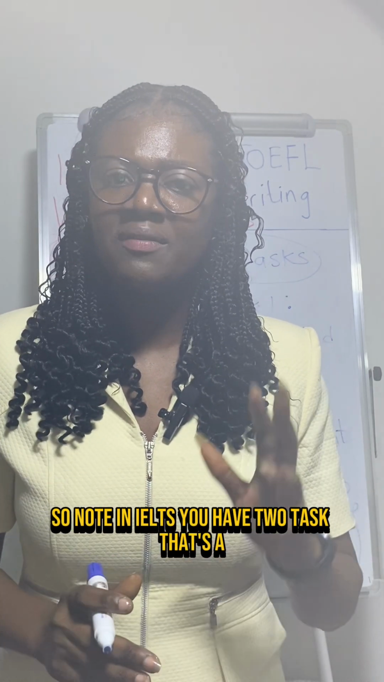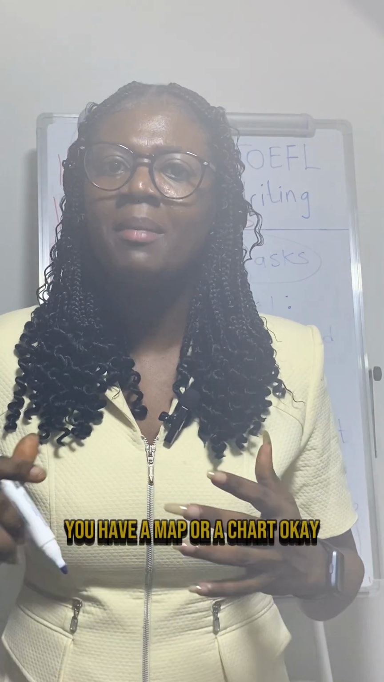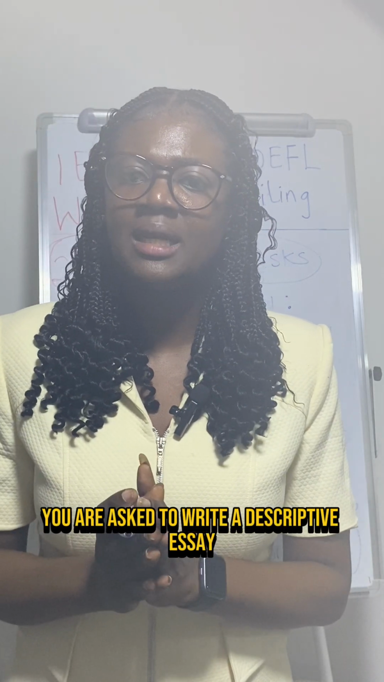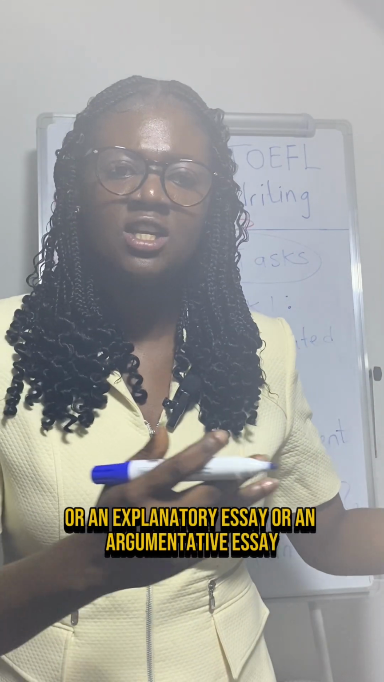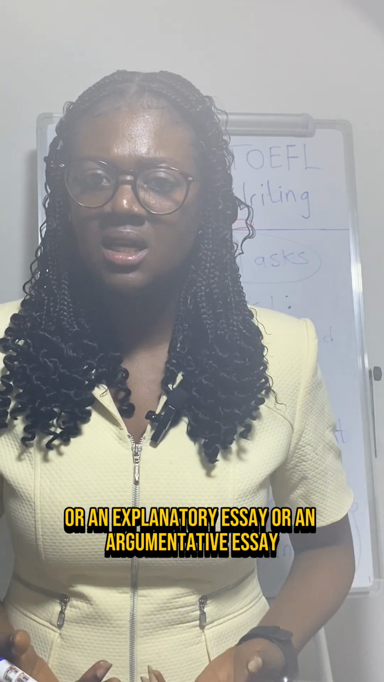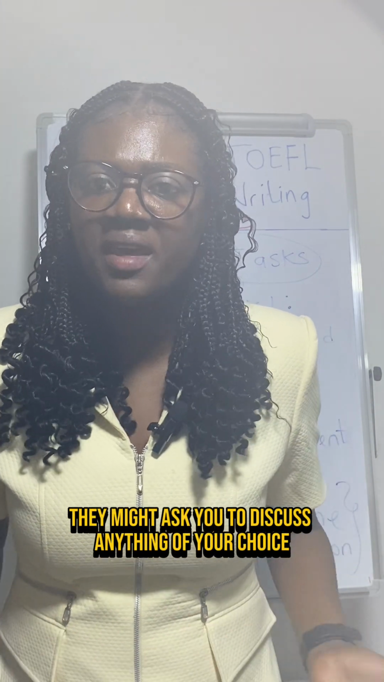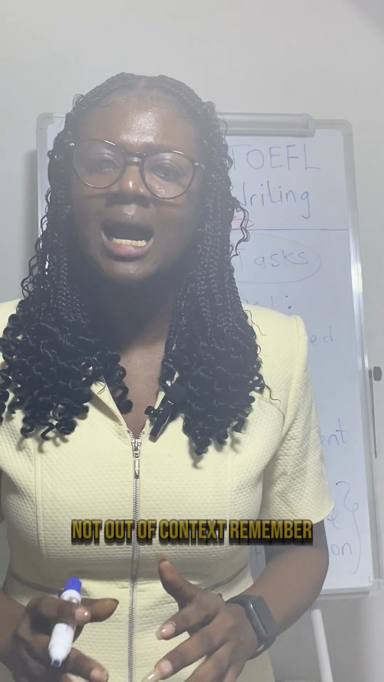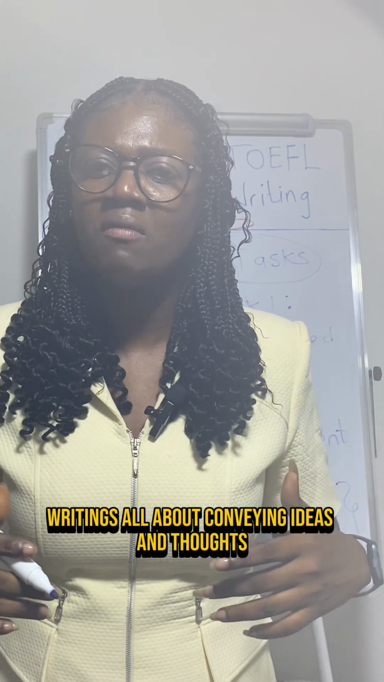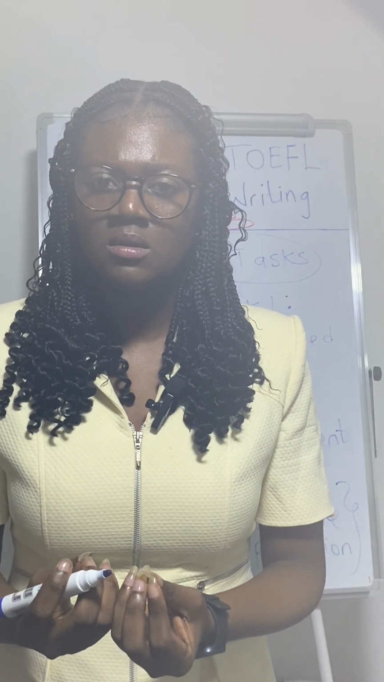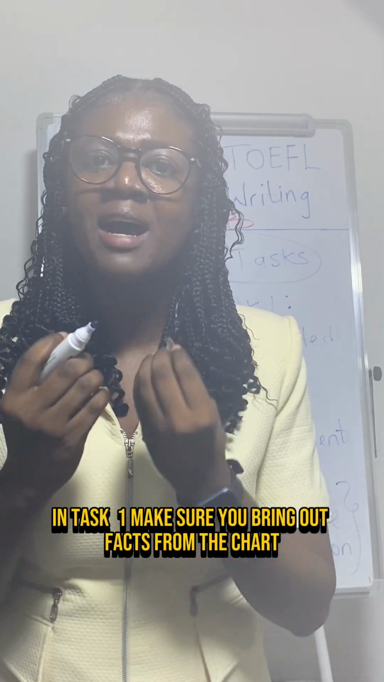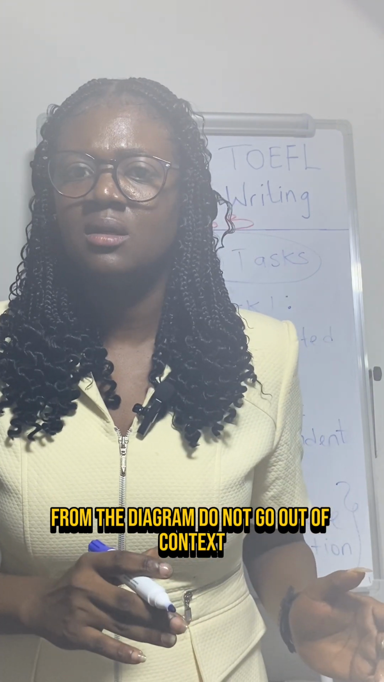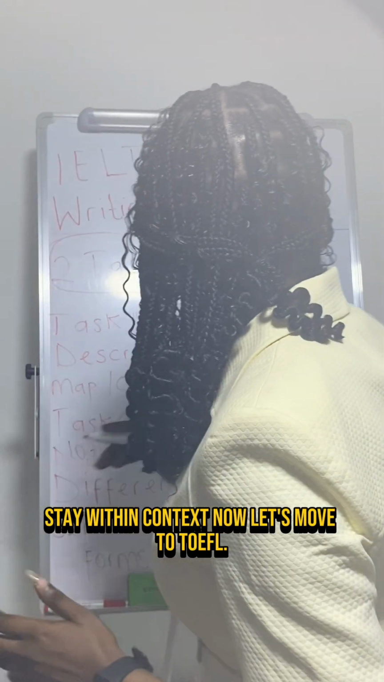So note, in IELTS, we have two tasks. Task A, you have a map or a chart. Task 2 or task B, you are asked to write a descriptive essay or an explanatory essay or an argumentative essay, or they might ask you to discuss anything of your choice. So make sure you stay in context, not out of context. Remember, writing is all about conveying ideas and thoughts. In task 1, make sure you bring out facts from the chart, from the diagram. Do not go out of context. Stay within context.